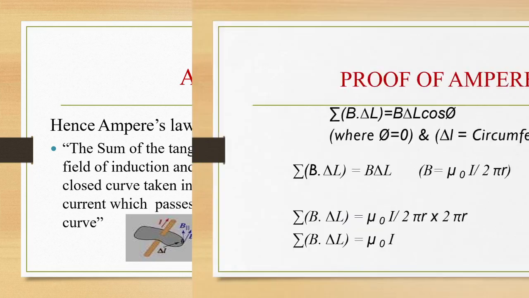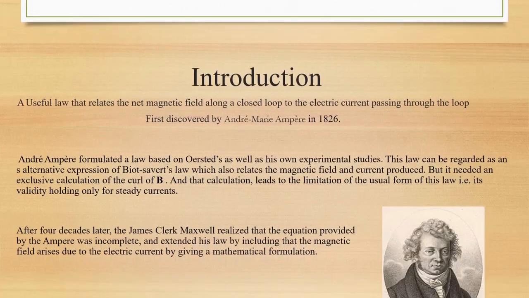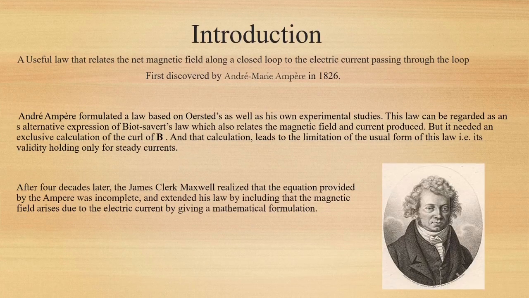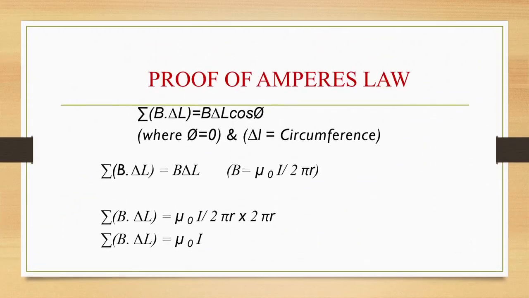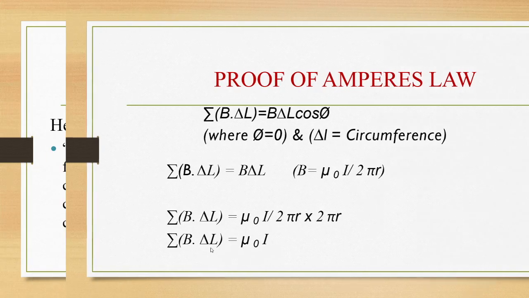So when we see the proof of this Ampere's law, summation B into delta L is B delta L cos phi. Phi is 0 and delta L is the circumference. So summation B delta L is B delta L. B is mu naught I by 2 pi r. So summation B delta L is equal to mu naught I by 2 pi r into 2 pi r. That is, summation B delta L is mu naught I. So hence it is proved.